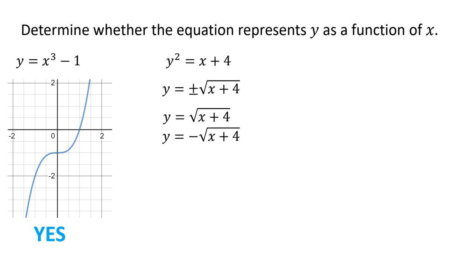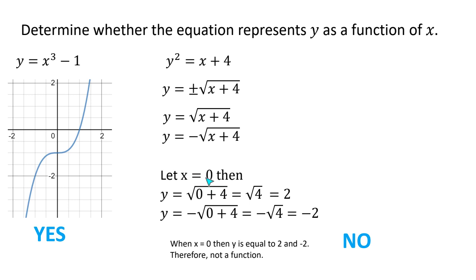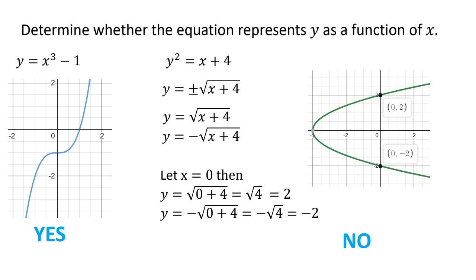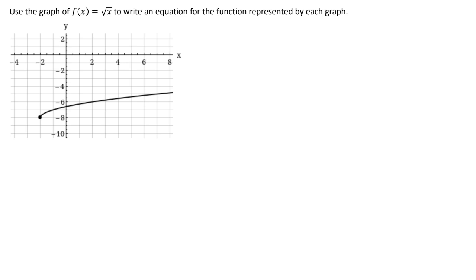Now if we look deeper, if I select a number for x, let's say 0, when I plug it in the first equation, I get the square root of 4 is equal to 2. I plug it in the second one, I get the square root of 4 is equal to 2, but I have a negative in front. So when x is equal to 0, we get 2 answers: 2 and negative 2. Therefore, this is not going to be a function. The graph for this looks like a parabola that is on its side, so if you draw a vertical line, it's going to fail the vertical line test, making it not a function.